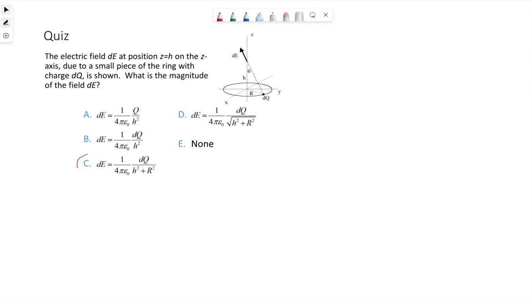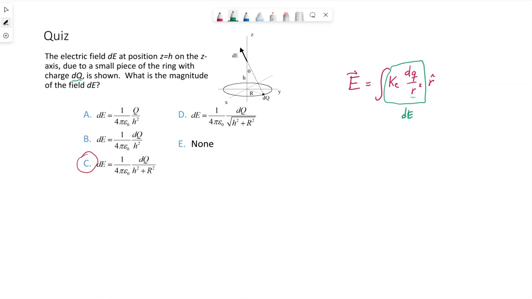Okay, the correct answer here is C. As a reminder, we're adding up all of the little point charges and their contributions to the electric field at the point of interest. dE is this magnitude right here that represents how strong the electric field would be due to that one piece of charge. So they're calling that piece of charge dQ, just using a capital Q instead of lowercase q. That's fine.